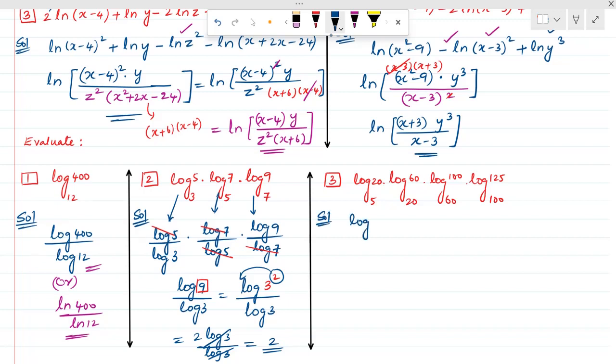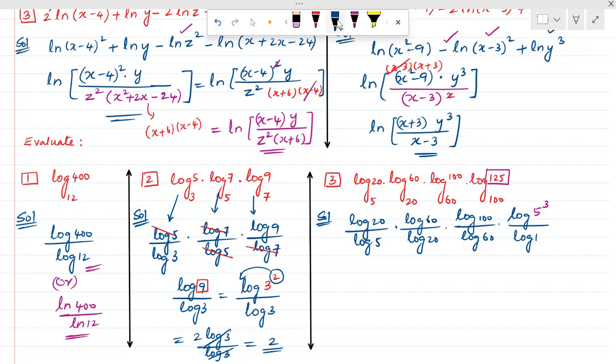So I will write log 20 over log 5 for the first one. Second one, log 60 over log 20. Third one, log 100 over log 60. Fourth one, I can write as log 5 to the power 3 over log 100. Therefore log 20, log 60, log 100 cancel, and the remaining part is log 5 to the power 3 over log 5.